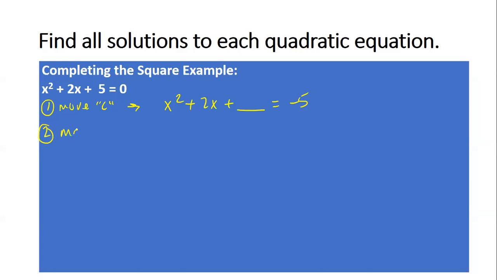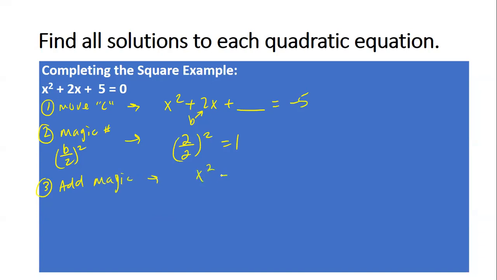Step 2 is we're going to find what we called our magic number. Your magic number is your b term divided by 2, squared. My b is 2, so what is 2 divided by 2 squared? 1. And now I'm going to add that to both sides. So I add the magic number, a little bit of magic to it. That gives me x squared plus 2x plus 1. What I do to one side of an equal sign, I have to do to the other side.